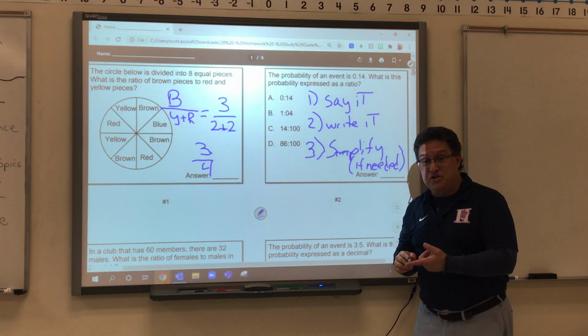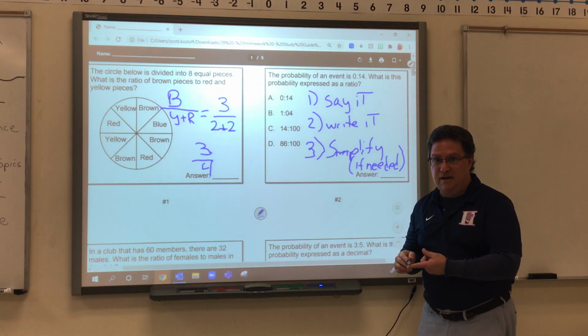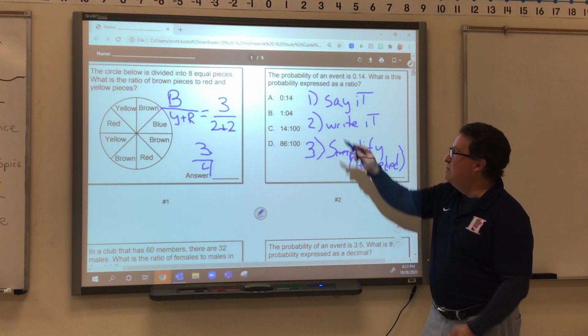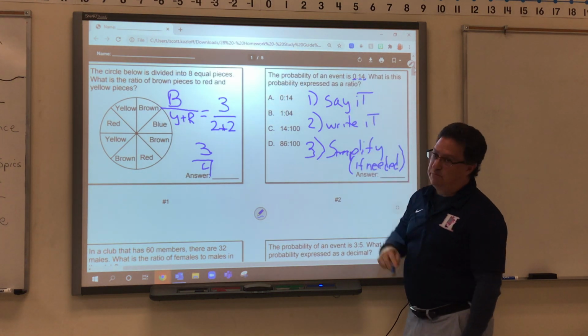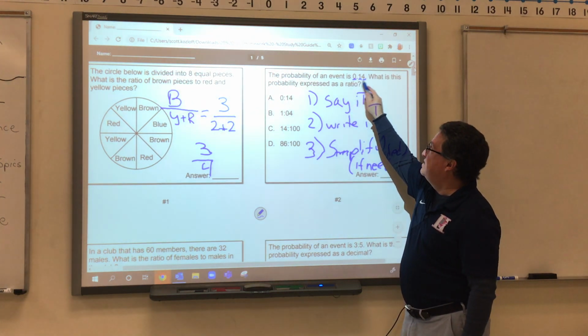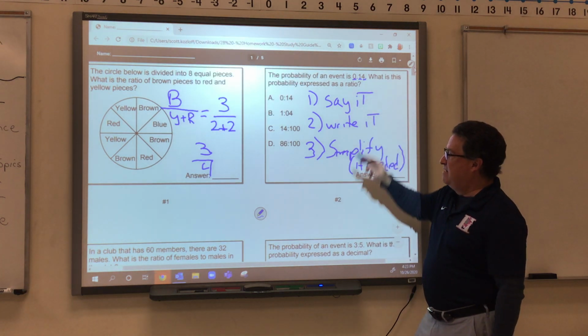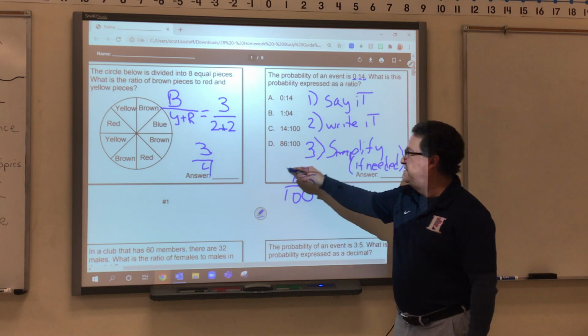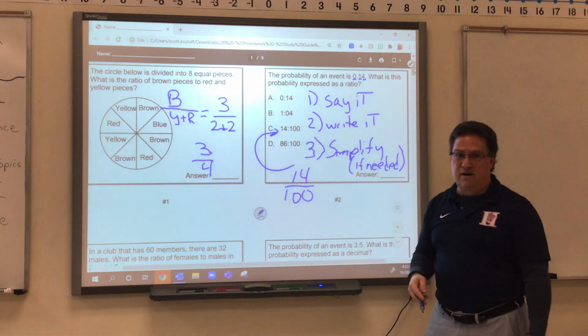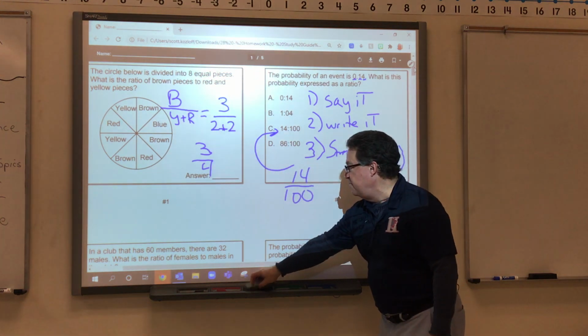0.14 as a fraction is 14/100ths. Remember, ones place, tens place, hundredths place. So that's 14/100ths. Then I'm going to write it. 14/100ths. Well, that looks familiar. There's the answer to number 2.